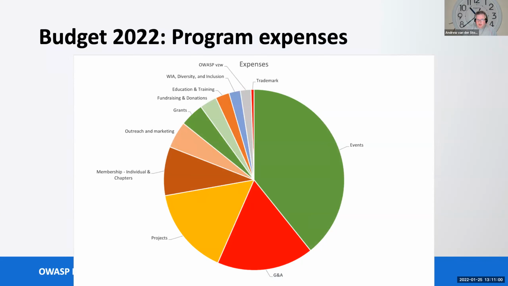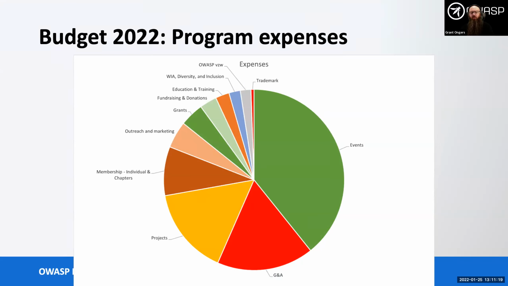But this is our expenses, and you can see here, for example, projects, chapters, and outreach and marketing. All of those things have costs and not a lot of income. So events is essentially subsidizing those activities, but that is our mission. The stuff we spend money on is our mission. So Grant, go for it.